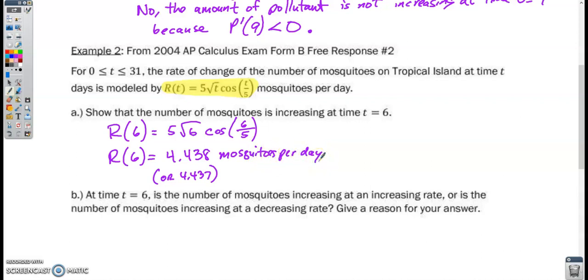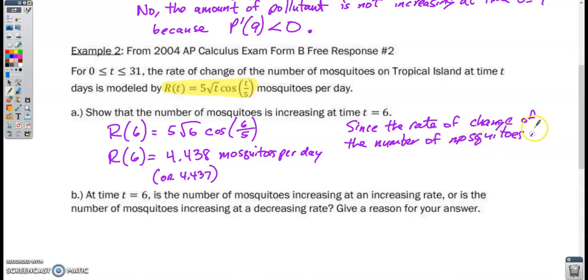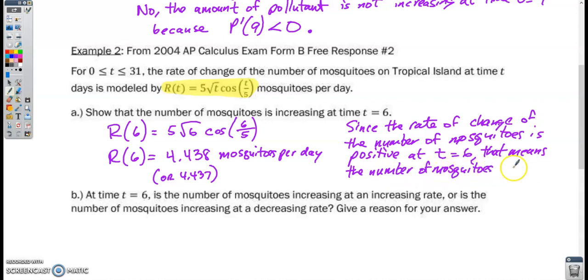Okay, show that the number of mosquitoes is increasing. Since the rate of change of the number of mosquitoes is positive at t equals 6, this means that the number of mosquitoes is increasing. All right.